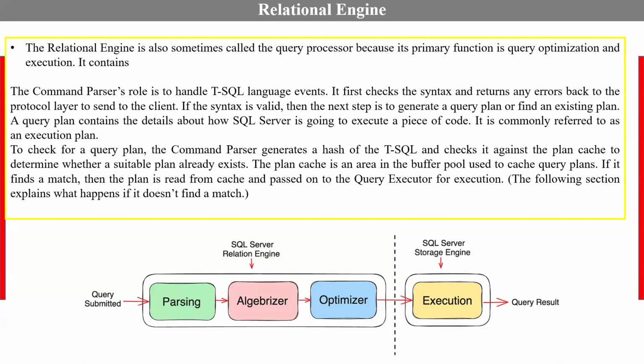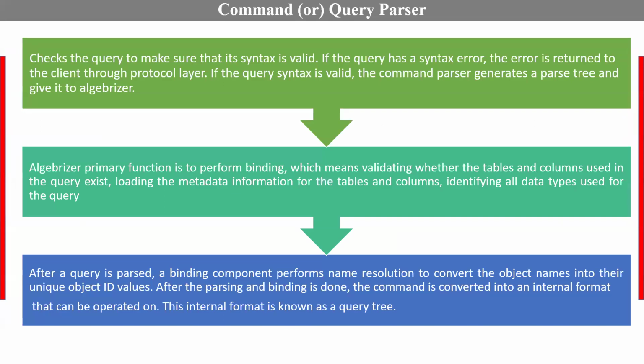In case there is no plan, it will try to prepare the plan from the optimizer. The optimizer will start preparing the plan, and finally it will go to the executor. The executor will start executing the execution plan. So that's what we talked about yesterday. Let's go to the next slide, sir.